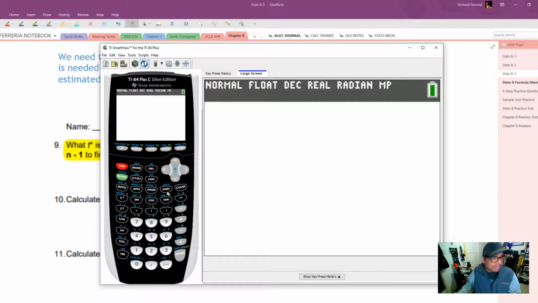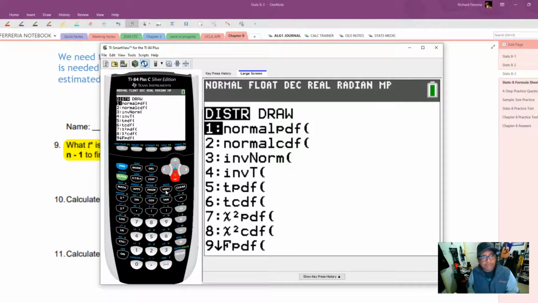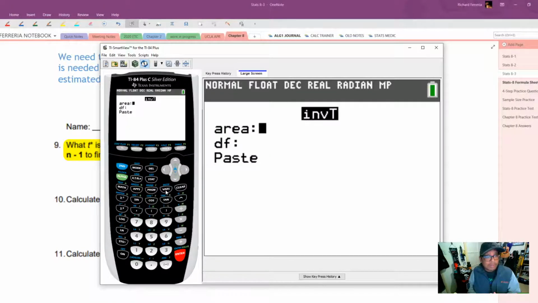Inverse t is going to be the function that we use, just like we used inverse norm for the z-curve and its critical values. We're going to use inverse t to find the critical value on a t-curve. So it's going to be computed exactly the same way. The area is going to be half, so 0.5, multiplied by 1 minus our confidence level, so 1 minus 0.95, because we have a 95% confidence interval.